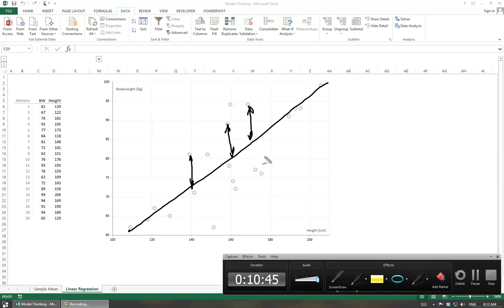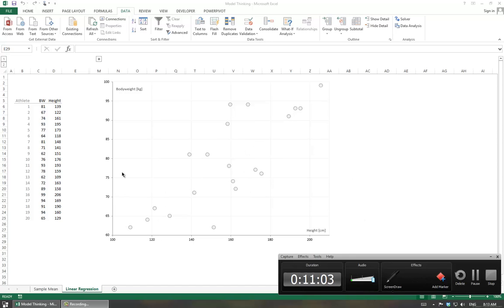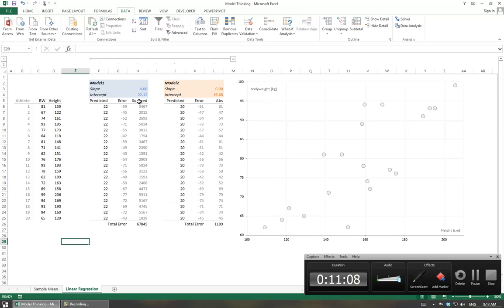But thinking more about the model, what we're trying to do, you want to fit a line, any given line. So it could be this. We are trying to find a line that minimizes the errors. So same thing as with the simple mean, we use two models. In this case, we have two parameters. So we have a slope and intercept. So it's a basic linear formula. That's why it's called a linear regression.